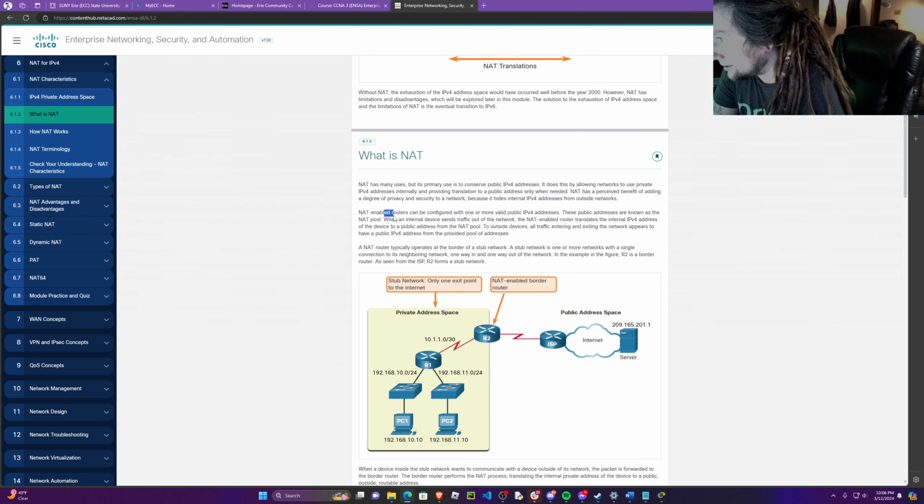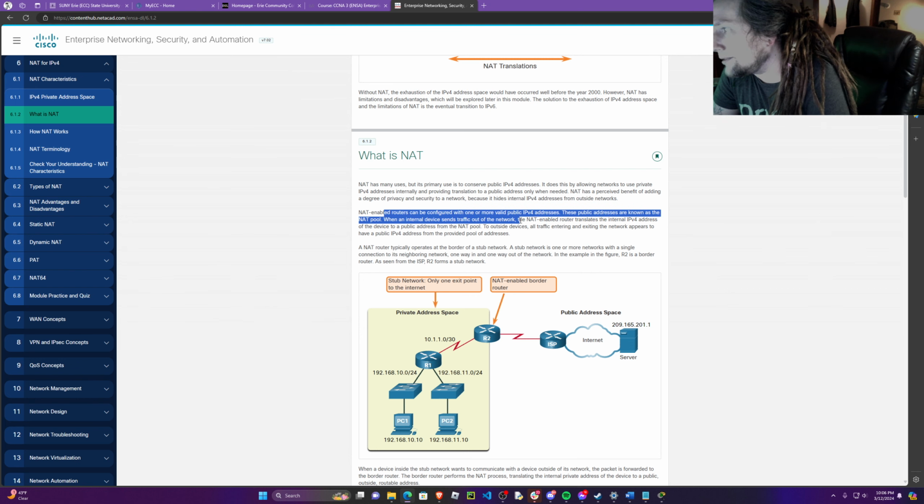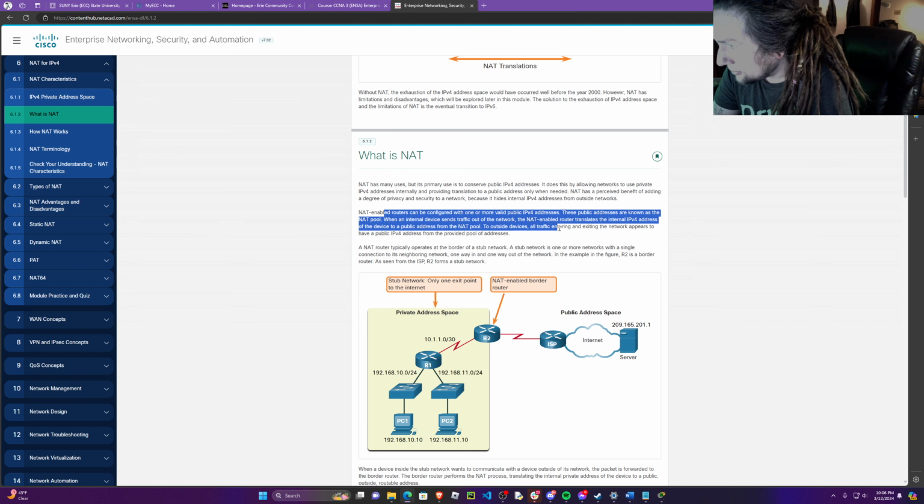NAT-enabled routers can be configured with one or more valid public addresses. These public addresses are known as the NAT pool. When an internal device sends traffic out of the network, the NAT-enabled router translates the internal address of the device to a public address from the NAT pool. To outside devices, all traffic entering and exiting the network appears to have a public address from the provided pool of addresses.